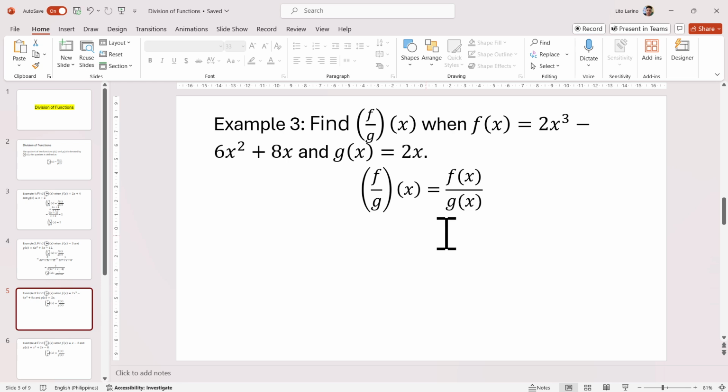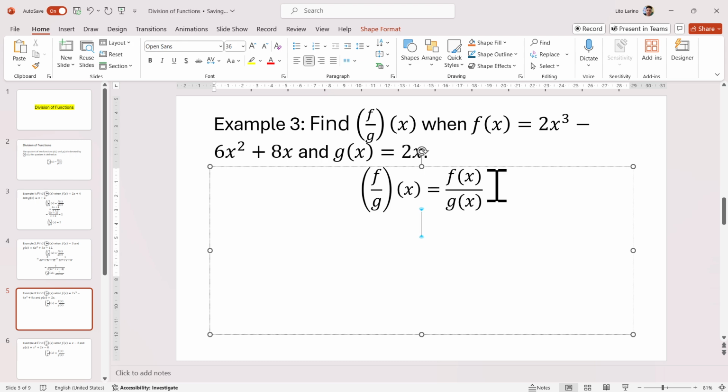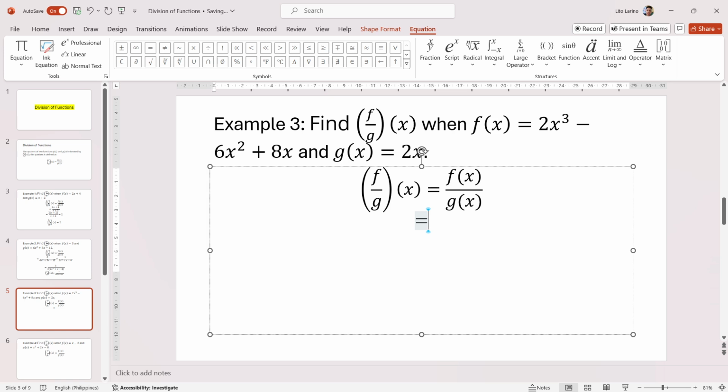Let us have example 3. Find f over g of x when f of x is equal to 2x cubed minus 6x squared plus 8x, and the g of x is 2x. Now in this case, our g of x has a variable. It will require us to apply our skills in dividing polynomials with variables.